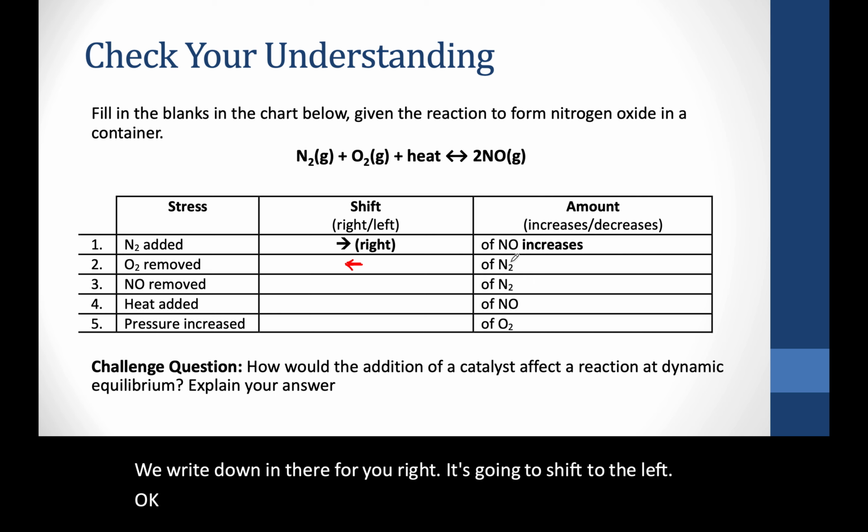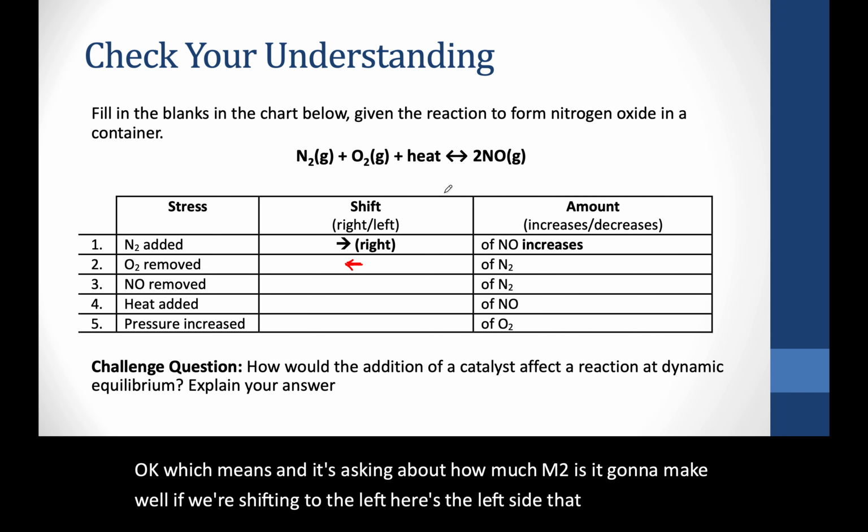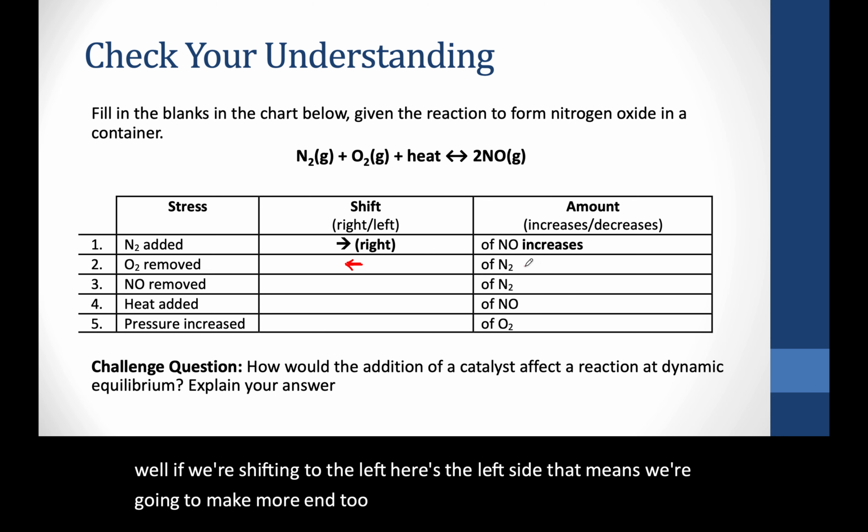Which means, and it's asking about how much N2 is it going to make? Well, if we're shifting to the left, here's the left side, that means we're going to make more N2. So that's going to increase.